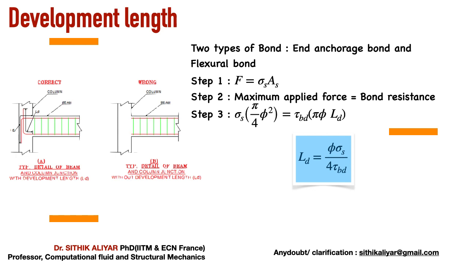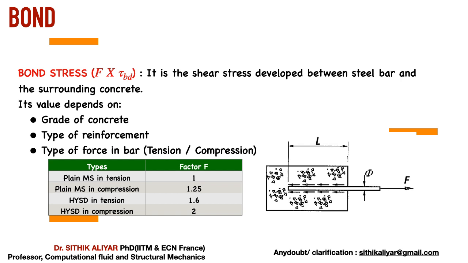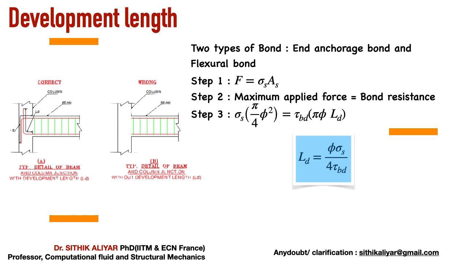Okay, so how to derive the equation? Step 1, force is stress into area, sigma s into As. For this derivation, step 1, step 2, step 3, please look at this figure. Force is nothing but stress into area, sigma s into As. So you know how much force I am applying, that much bond would have been developed.